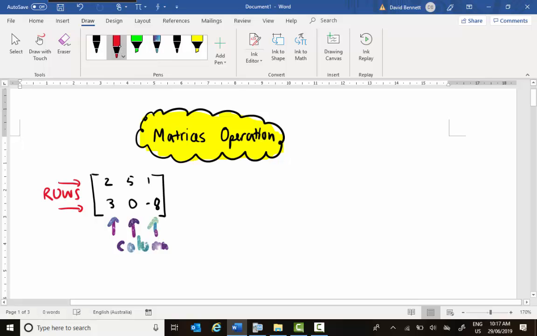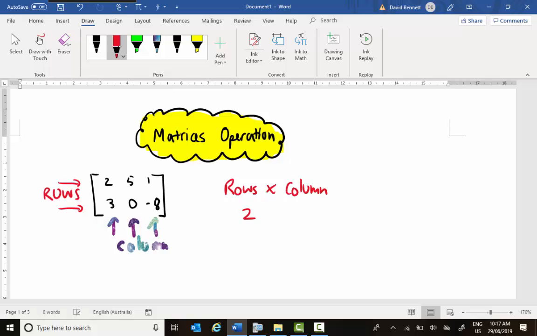Right, so when we're labeling a matrix, it's always the rows by the columns. And that's how we define a matrix. So this matrix here has got 2 rows and it's got 3 columns. And we use a square bracket, which means it's a matrix. All right, so that's the first thing.